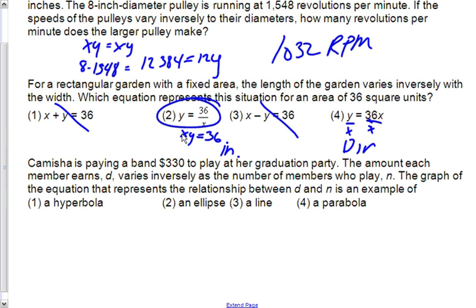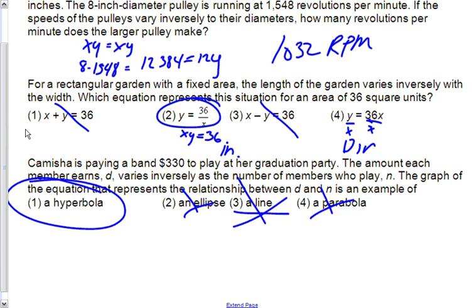Kamisha is playing in a band at a graduation party. The amount each member earns, D, varies inversely to the number of members who played. Okay. If we take a look at this, the idea is if you have more people, each person's going to be paid less, right? Well, to do this, it's not a direct variation. It's not a parabola, an ellipse, or a circle. We're going to deal with what we call a hyperbola.